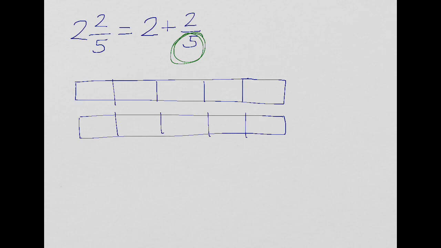So that this here is one whole and this is another whole, and then I've got my 2/5, so I'm going to draw out a part of a bar. So I now have written or represented with a diagram 2 2/5, and I've represented them all as fifths.